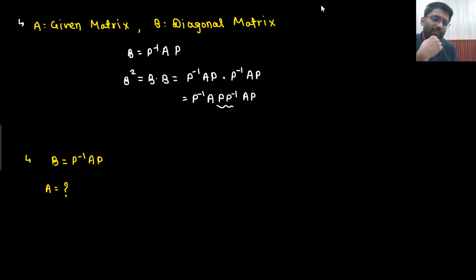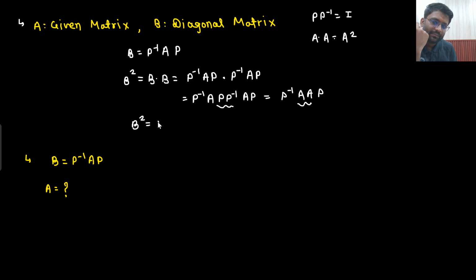So what will this give you? P into P inverse will give you I. So what we are getting? P inverse A, I multiplied with any matrix will give you the same matrix, AP. What will this give you? A into A, which is nothing but A square. So the answer is that B square is coming out to be P inverse A square P.